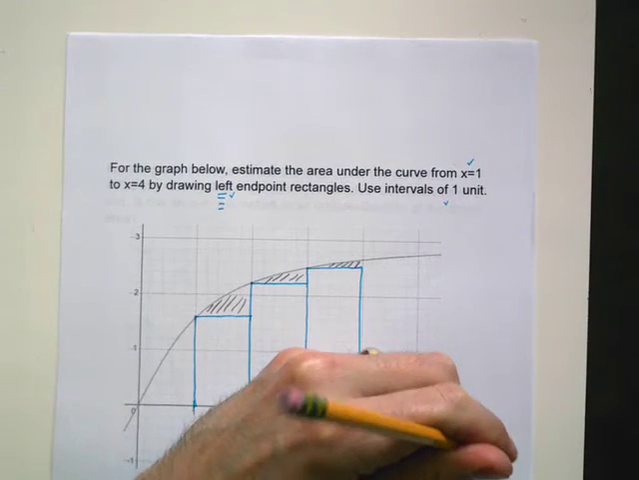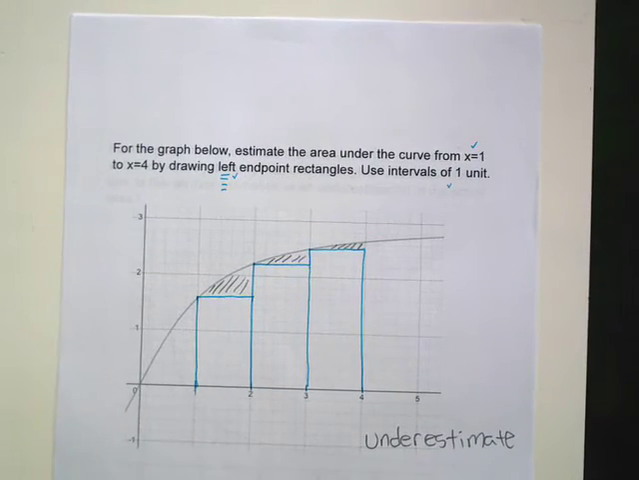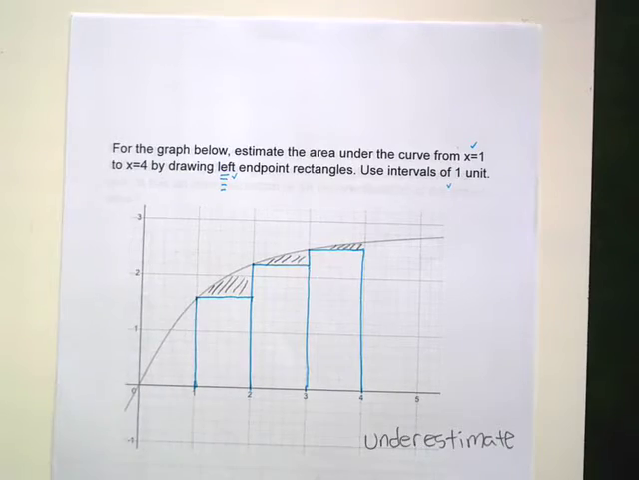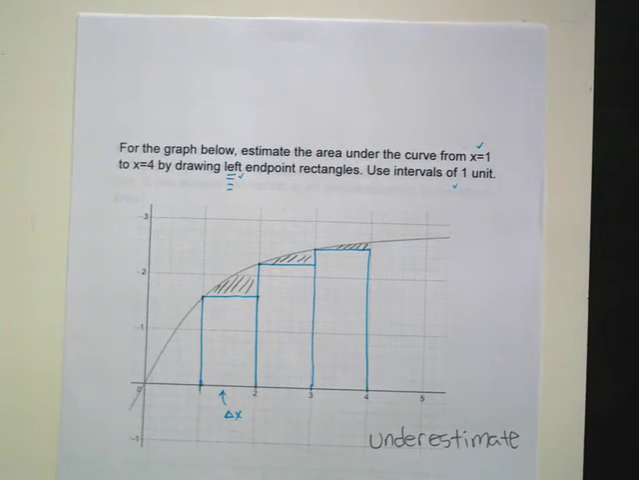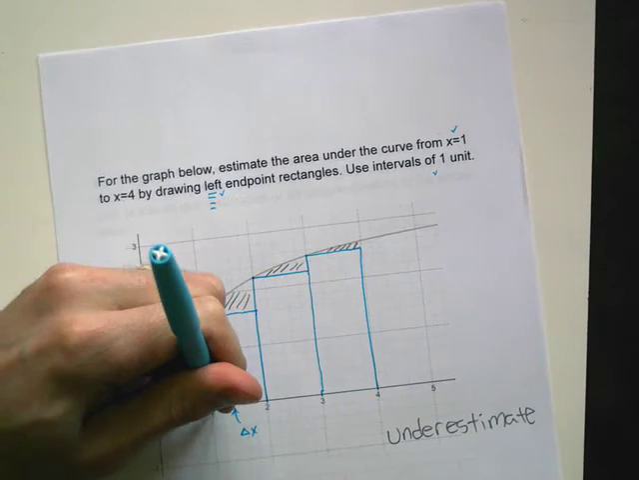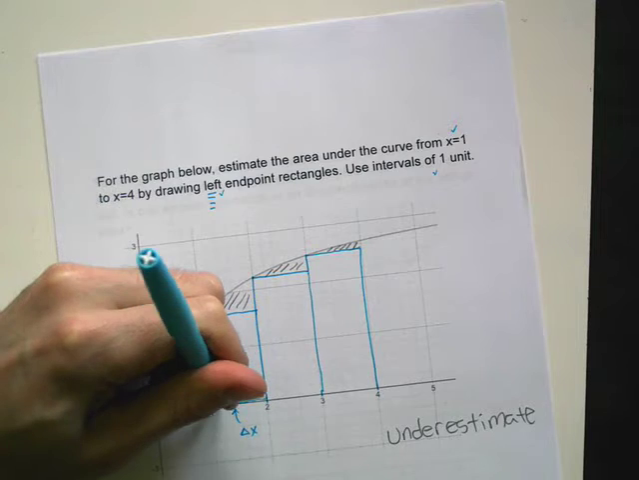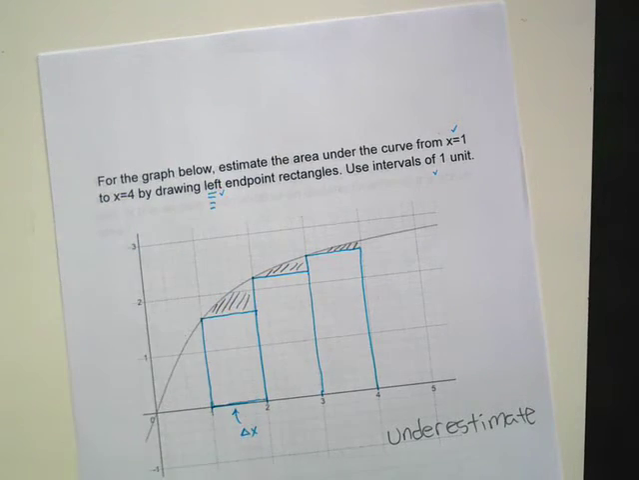Because we're missing those pieces under the curve. Remember, let's call these distances delta x. I'm just talking about this distance along the base. Let's call that the change in x.